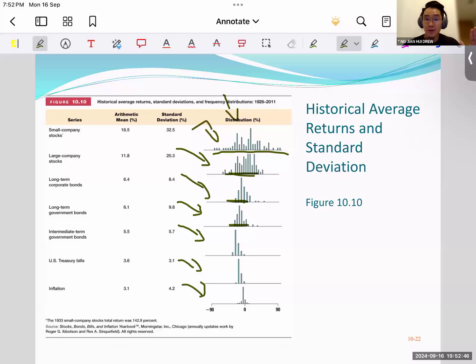So remember, risk is based on the spread. Spread is measured by standard deviation, because for variance we cannot, it's the units issue. That's why we don't use variance, we use standard deviation. Hope this is very clear.